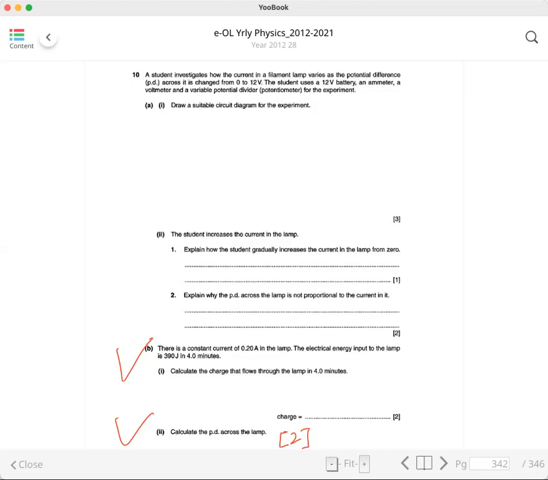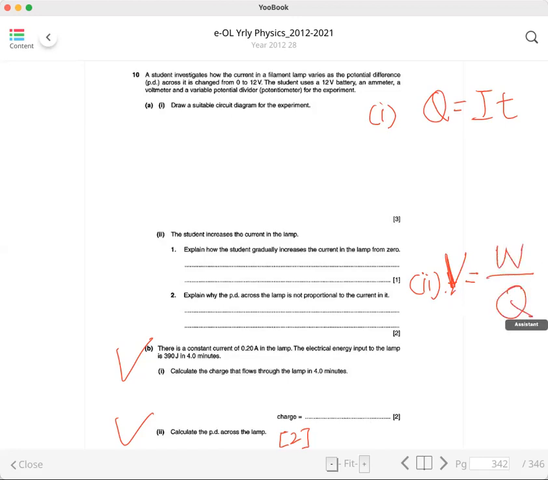Qiao Xing, are you there? Okay, so let me give you a clue. Charge is Q. The formula used for part one is Q equals It. You remember this? Formula for part two, V is work done over charge. Just use these two formulas and you should get the answer.